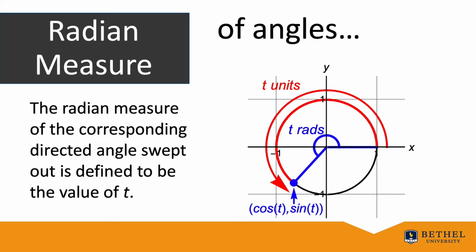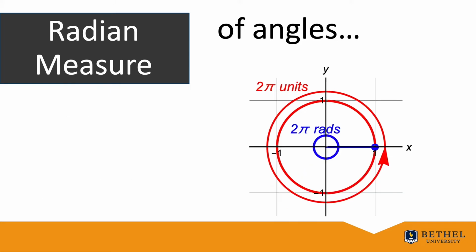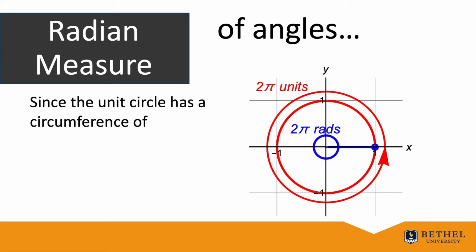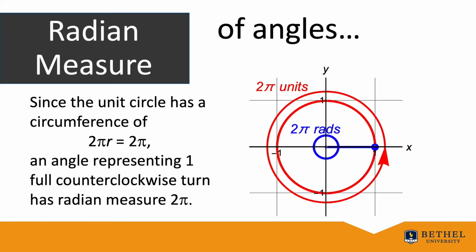In other words, when t is positive, the radian measure of the angle is the same as the distance measure of the arc along the unit circle. When t is negative and the direction is clockwise, the radian measure is the negative of the distance. Now, the unit circle has a radius of 1, and therefore the unit circle has a circumference of 2 pi r equals 2 pi times 1, which is 2 pi. Hence, an angle representing one full counterclockwise turn has a radian measure of 2 pi.